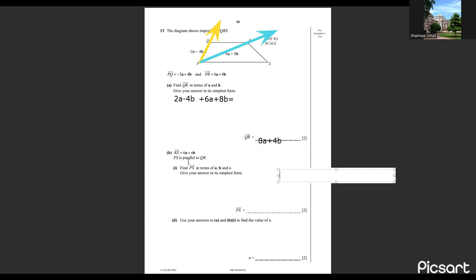RS equal to 6a plus nb. So where is RS marked? And here we have to put it as R, as its direction is like this. And I extended just to explain that we have to change the signs if it is in the negative direction, the inverse direction or the opposite direction, which is equal to 6a plus nb.